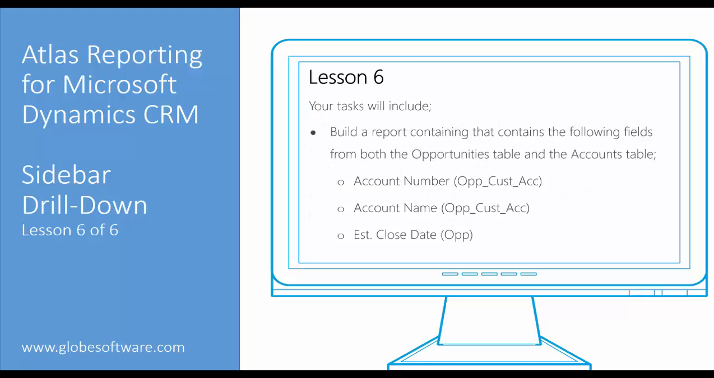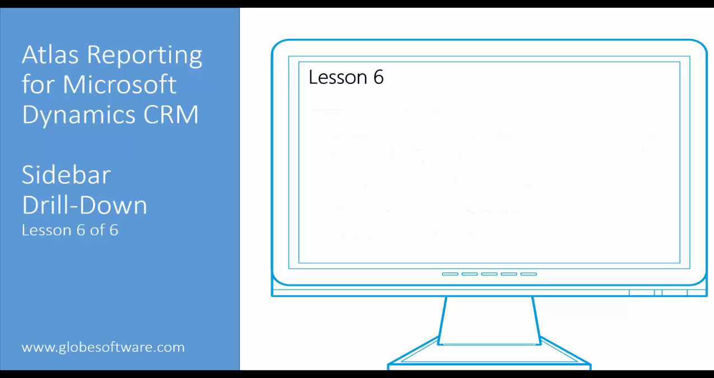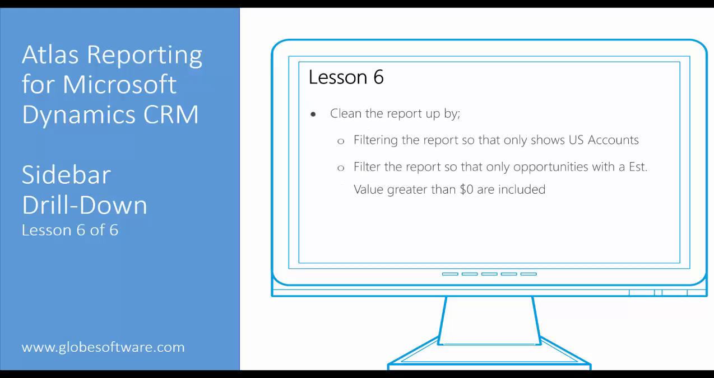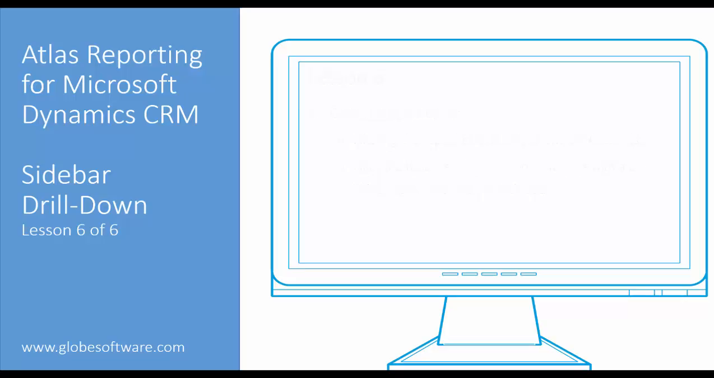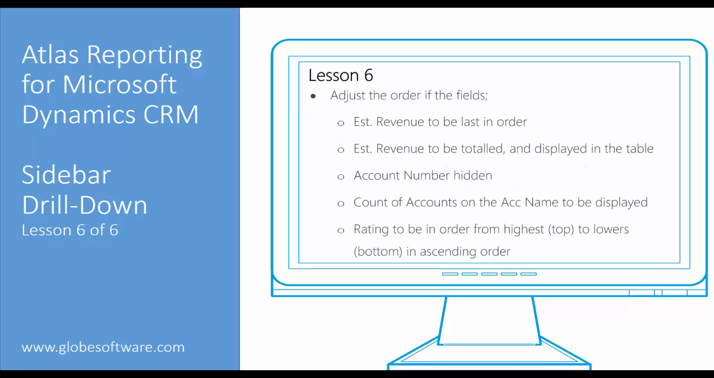Your task will include to build a report that contains the following fields from both the opportunities and the accounts table. The fields to be included are the account number, account name, estimated close date, estimated revenue, description, and rating. And then clean the report up by filtering the report so that it only shows the US accounts. Filter the report so that only opportunities with an estimated value greater than $0 are included. Adjust the order of the fields to display in this particular order.